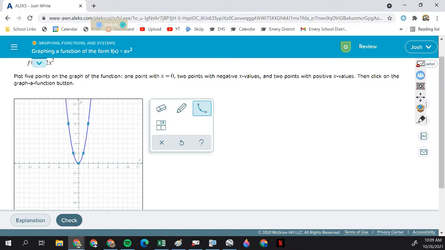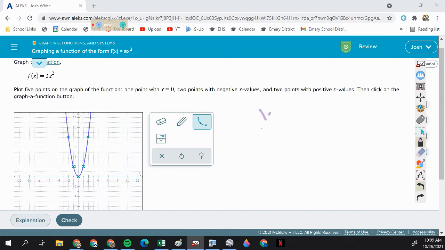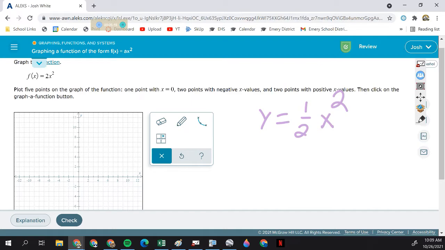Okay? So what if it was y equals 1/2 x squared? How am I going to graph that? Well, normally I go over 1, up 1, over 1, up 1, and then over 2, up 4, and over 2, up 4. Normally it looks like this. So I'm going to put my first point right there.